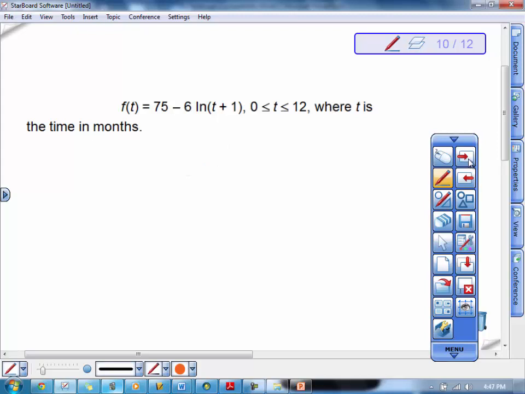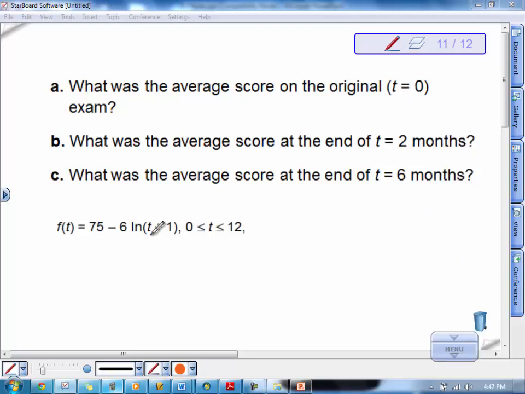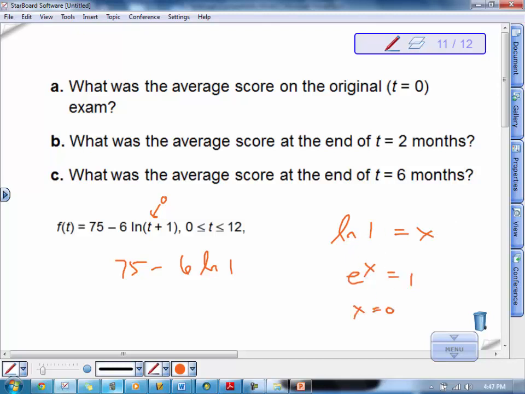We can answer some questions about it then, like what was the average score on the original exam? It tells you that's t equals 0. So if you plug in t equals 0 here, then you'd have just 75 minus 6 natural log of 1. Natural log of 1, if you want to know what that is, say you don't know what it is, write base to the exponent, so e to the x equals 1. Well, obviously that's 0, right? Because e to what power gives you 1? Well, that'd be 0. So this is 0. So the average score initially is 75.